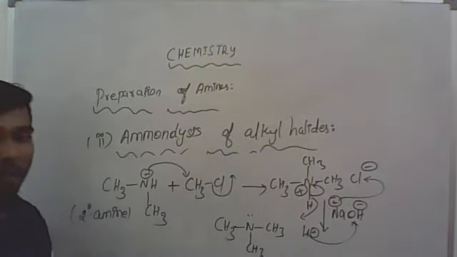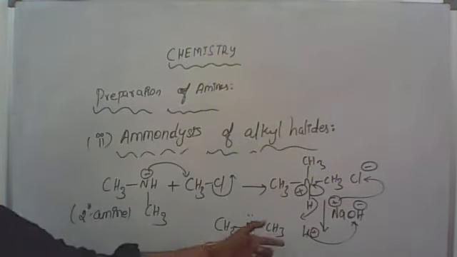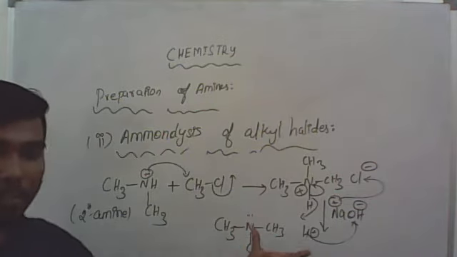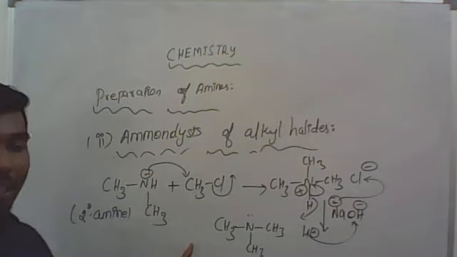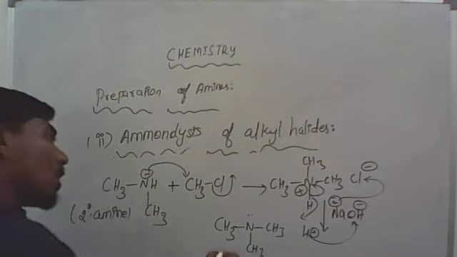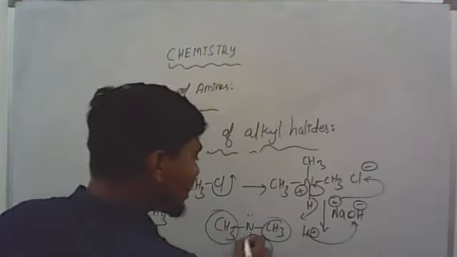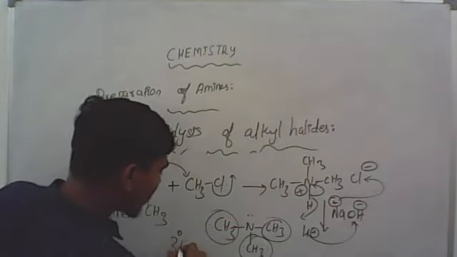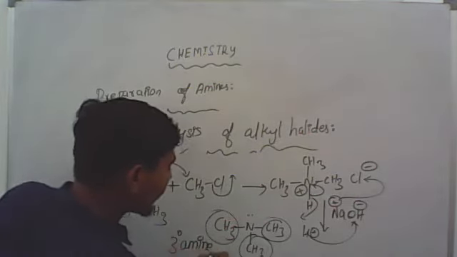See here, in ammonia all the three hydrogen atoms are replaced by three methyl groups. So all are methyl groups, and this is an example for tertiary amine.